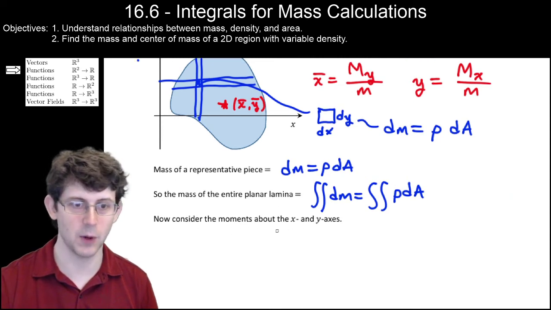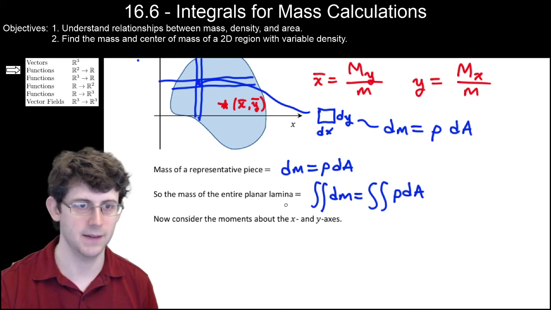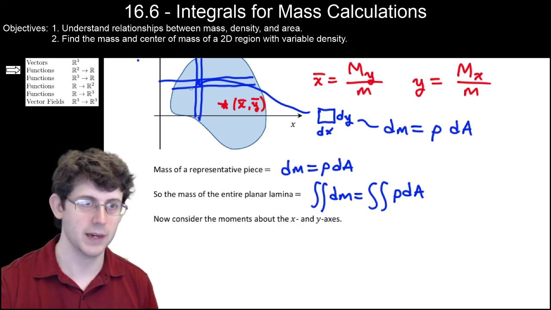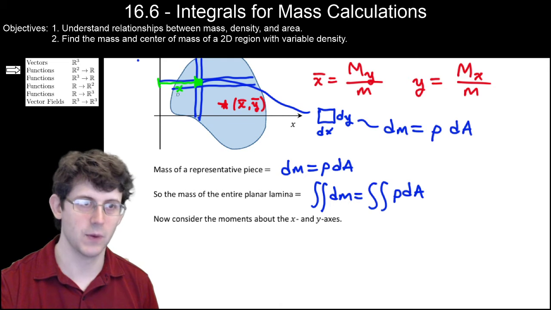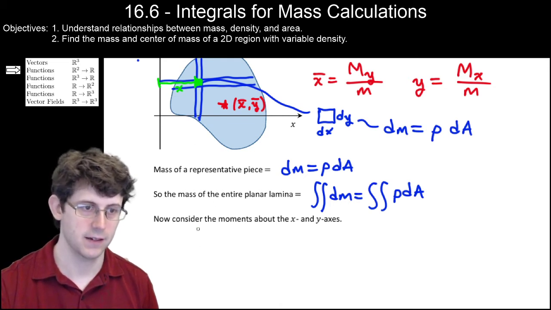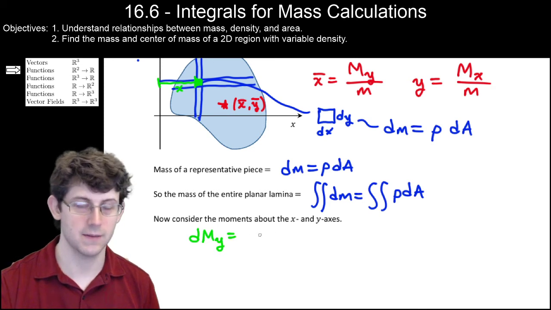Okay, now let's look at the moments about the x and y axes. Let's find the moment about the y-axis of this little shape. Well, its distance from the y-axis is x. So we're finding the moment about the y-axis. It's going to be mass times displacement.